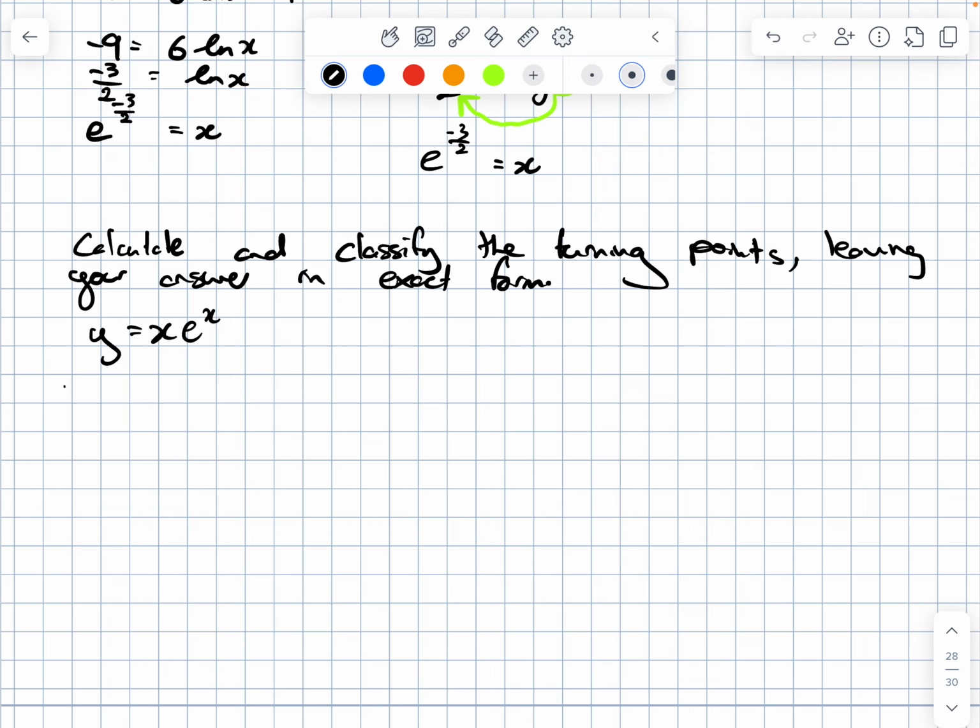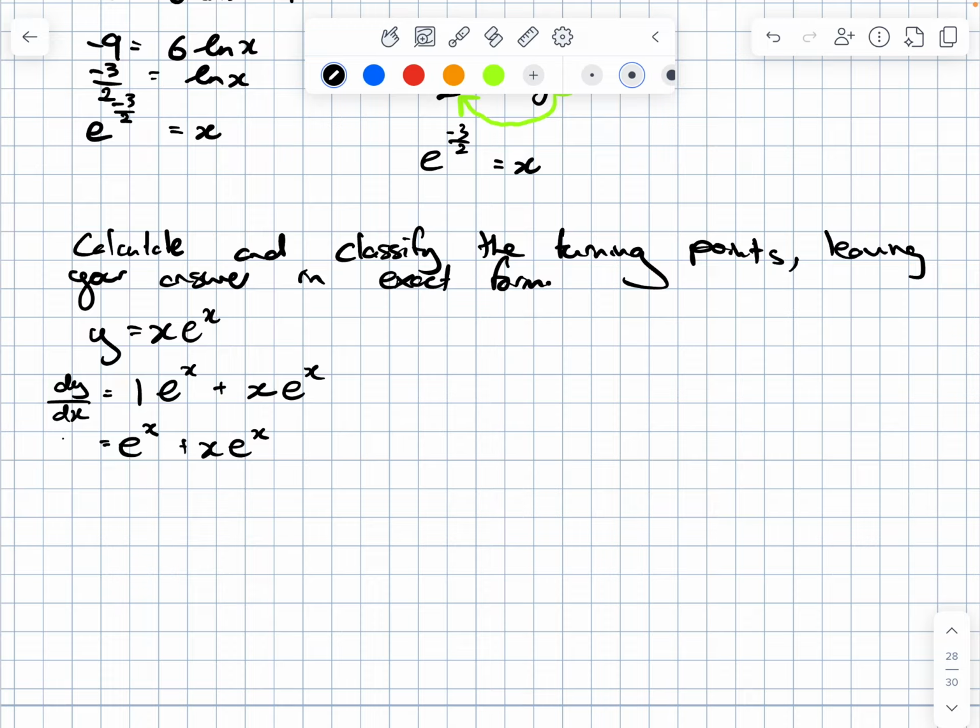So this is a product rule question. Now this time I'm not going to write u and v, I'm just going to differentiate this on the fly. So dy dx equals, product rule says differentiate the first one, that's 1 times the second one, add the first one times the differentiation of the second one, e to the power of x differentiates to e to the power of x. So we have e to the power of x plus x e to the power of x.